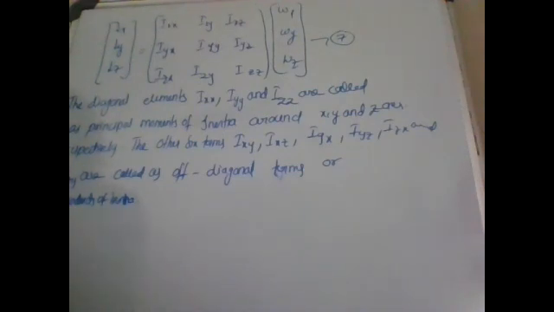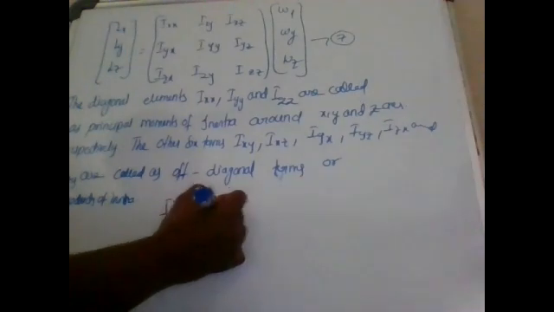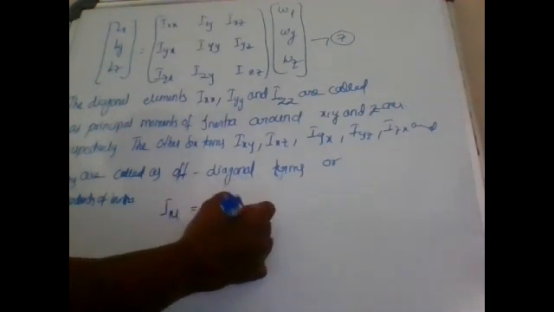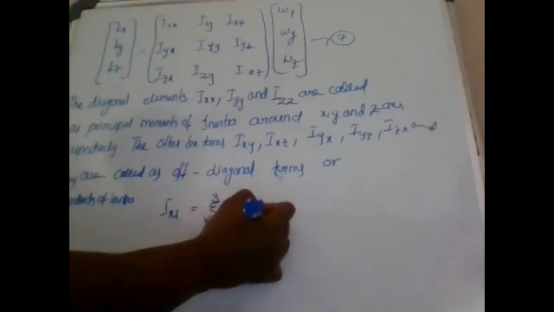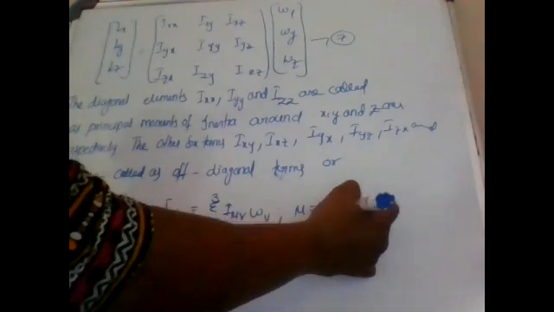And equation 7 can be expressed in a more compact form by using the symbols 1, 2, 3 for x, y, z respectively. Then I_μ = Σ over ν from 1 to 3 of I_μν ω_ν, where μ is 1, 2 and 3. This is the 8th equation.